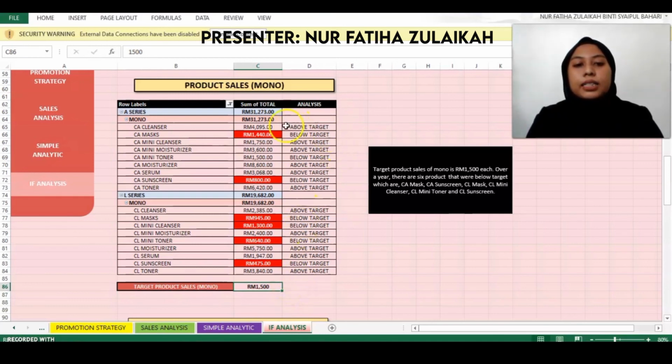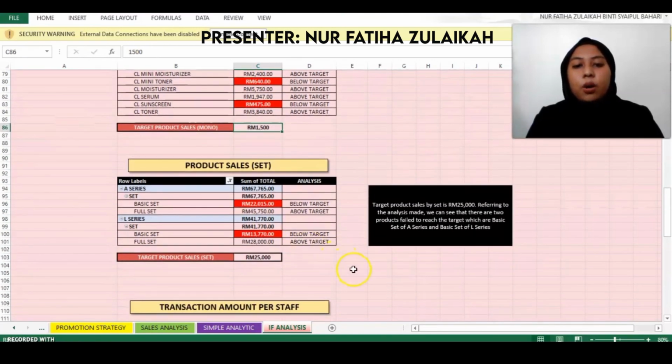Over a year, there are 6 products that were below target, which are CA Mask, CA Sunscreen, CL Mask, CL Mini Cleanser, CL Mini Toner, and CL Sunscreen. Next, product sales by set. The target product sale by set is 25,000 ringgit. Referring to the analysis map, there are 2 products that failed to reach the target, which are basic sale of set A series and basic sale of set L series.